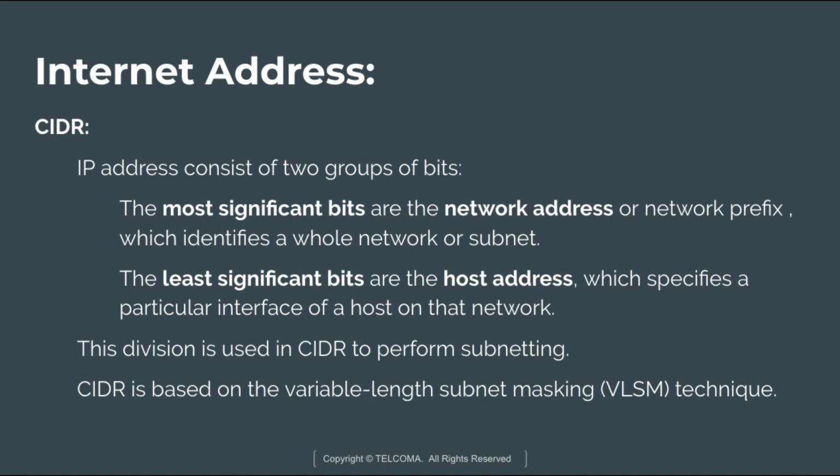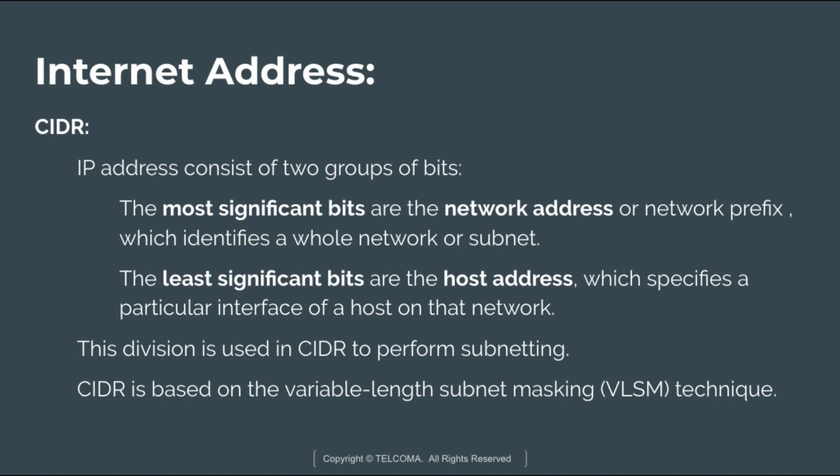In CIDR, an IP address consists of two groups of bits, the most significant bits and the least significant bits. The most significant bits are the network address or network prefix, which identifies a whole network or subnet. The least significant bits are the host address, which specifies a particular interface of a host on that network. This division is used in CIDR to perform the subnetting, and CIDR is based upon the variable length subnet masking technique, that is VLSM.